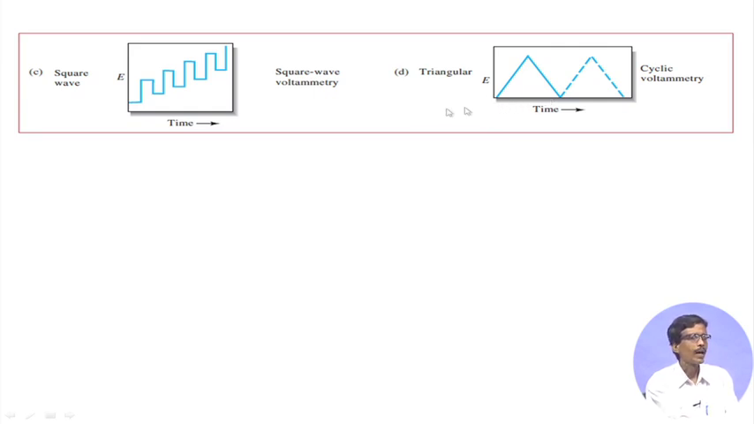So, you have this with time. If this is a one second scan, what you do, if it is 50 millivolt per second, then in half of the second it goes from 0 to 25 millivolt, and then again it returns back to 0. So, this triangular waveform gives rise to the cyclic voltammetric technique, and we will see how useful this technique is and that it is the most convenient one.